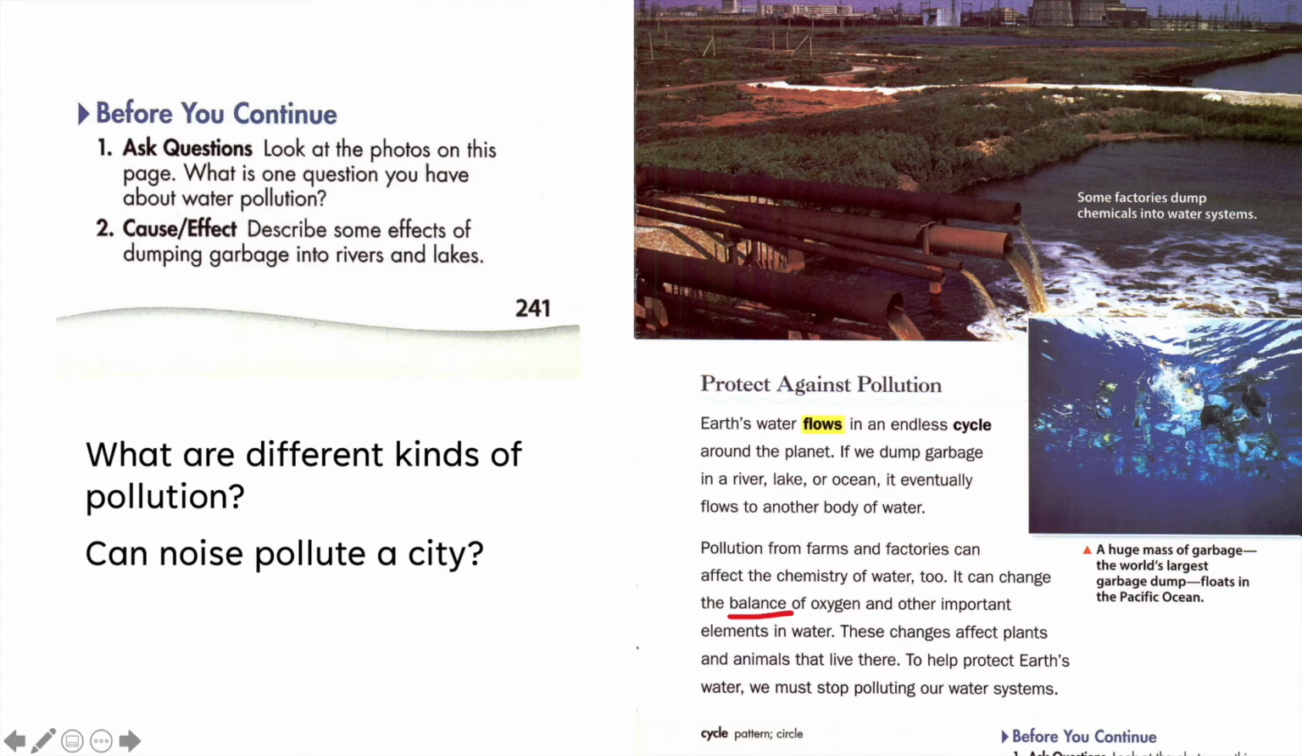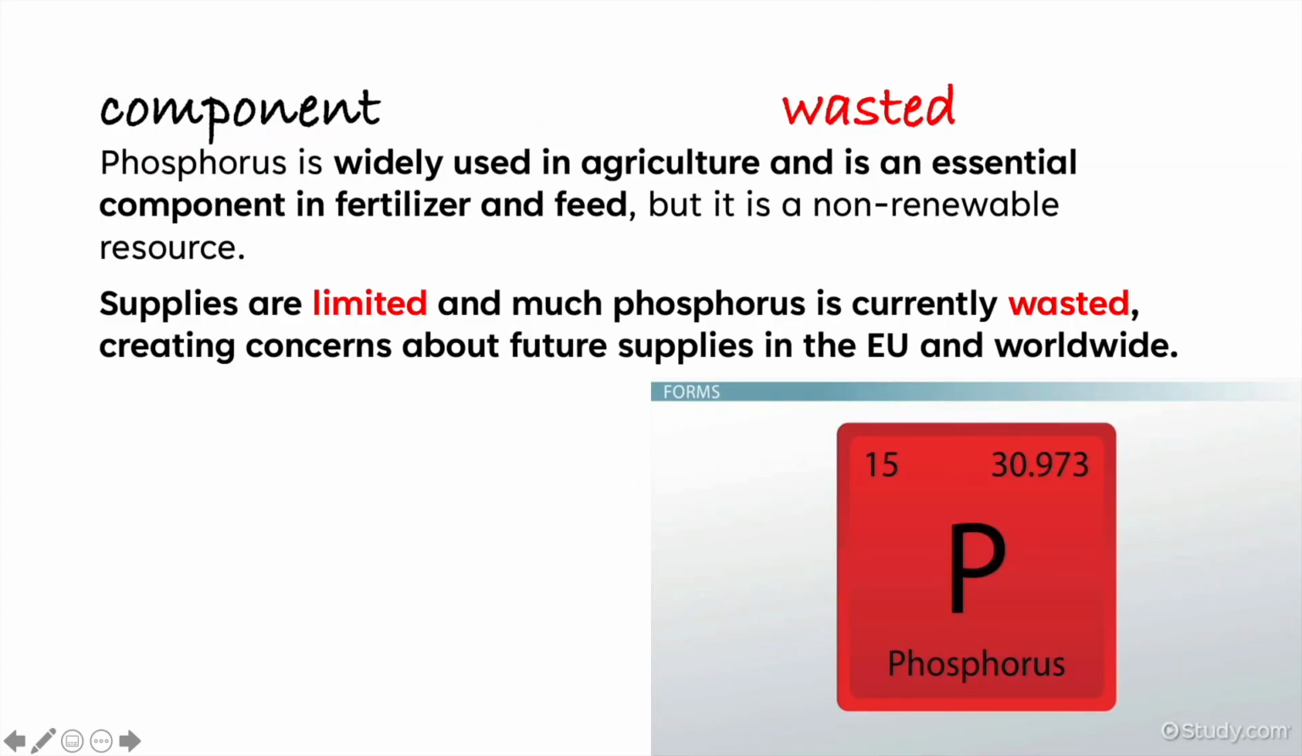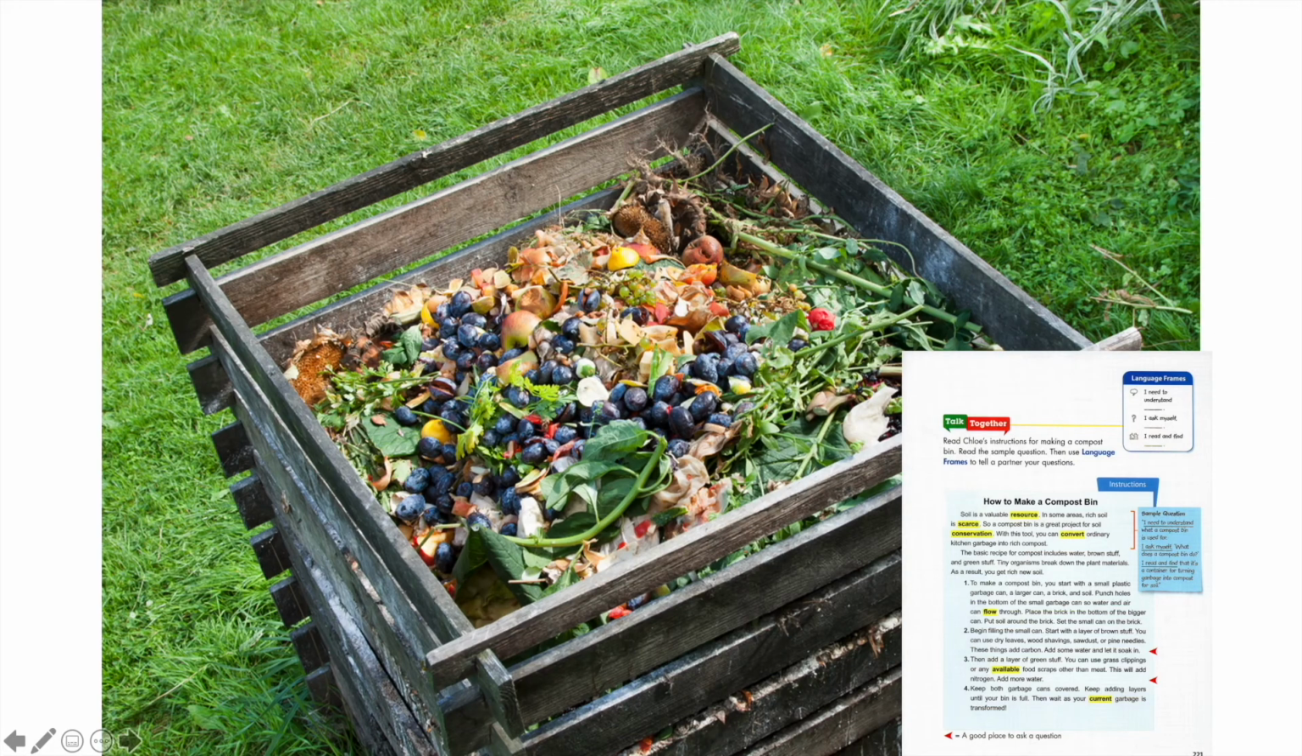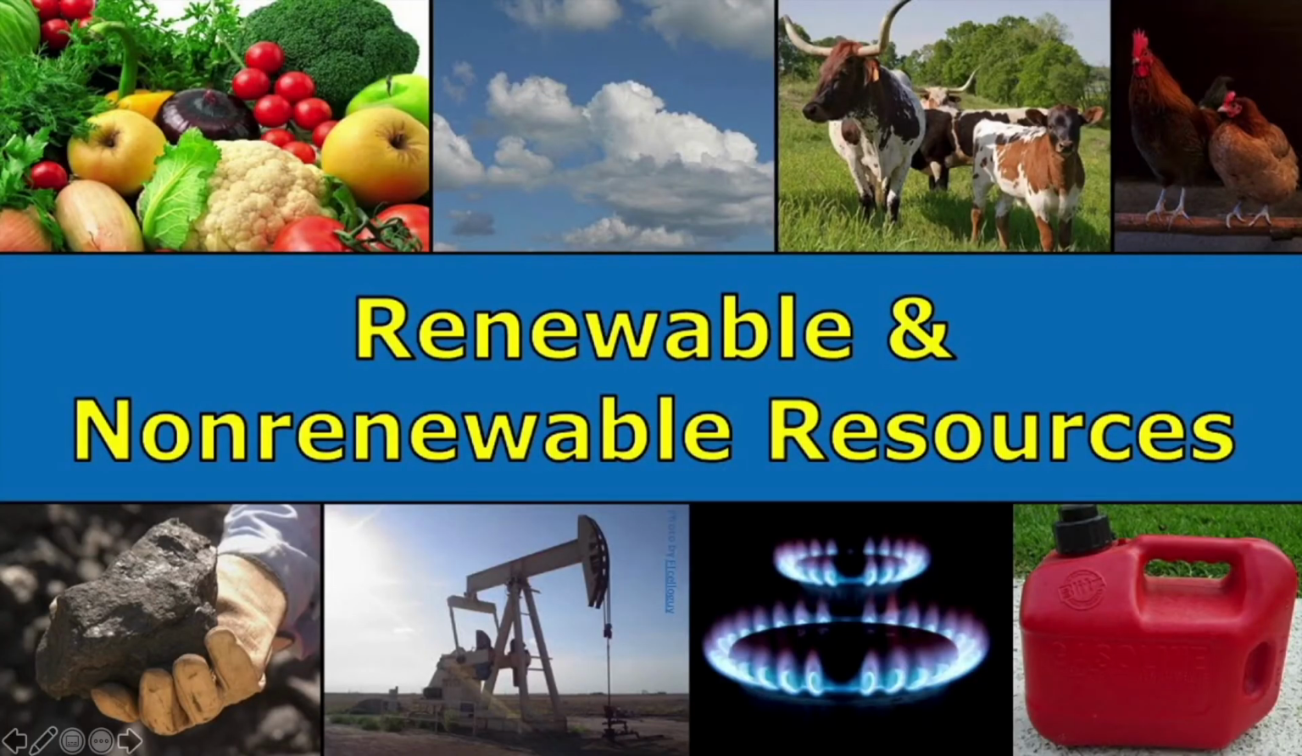Think about some of the cycles that Earth goes through. Would you say the water cycle is predictable or unpredictable? Do you think all of Earth's cycles are predictable? Think about other elements, chemicals, and things that come from the earth that we use in manufacturing goods, medicines, building houses.